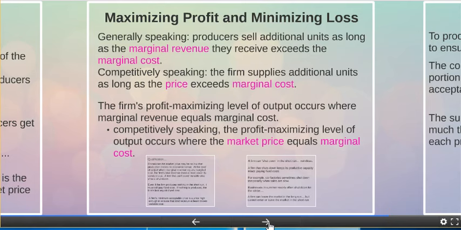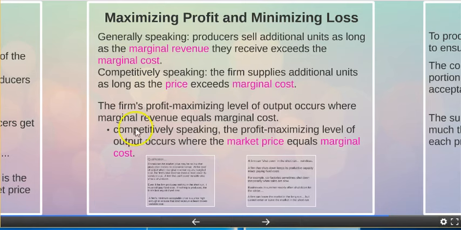So competitively speaking, the firm supplies additional units as long as the price exceeds the cost. And that makes sense. If the price doesn't exceed the cost, then the company is not going to be able to survive. The firm's profit maximizing level of output occurs where the marginal revenue equals the marginal cost. Competitively speaking, the profit maximizing level of output occurs when the market price equals the marginal cost.